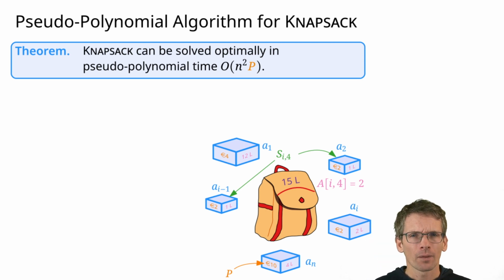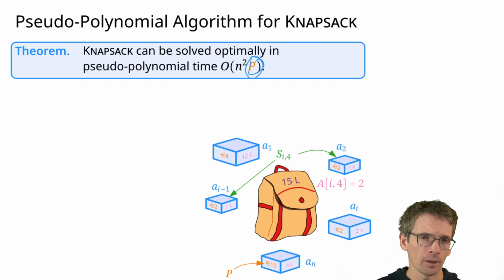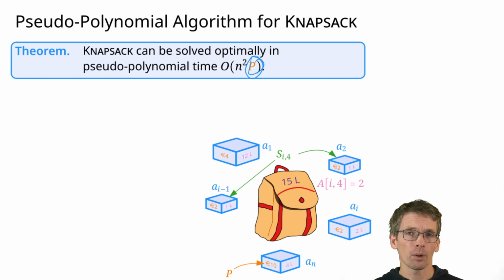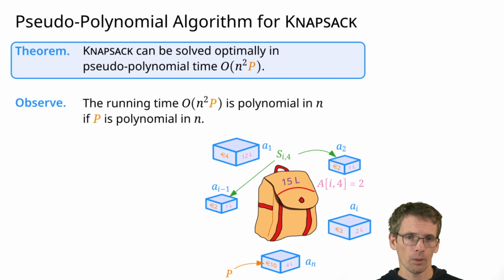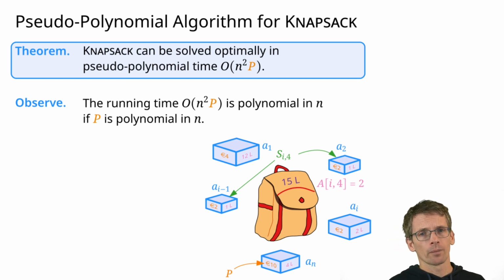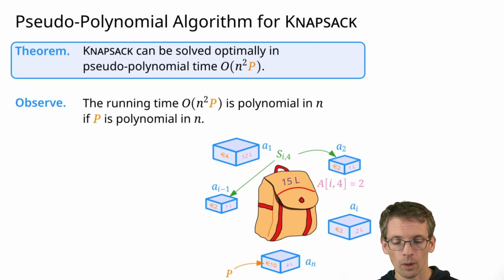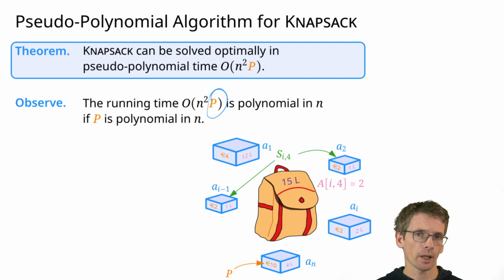times p. Now this obviously is not a polynomial time algorithm because we have this p here. But if p would be polynomial in n, then this would be polynomial time. Why do I say this? Because we're going to use this pseudo-polynomial time algorithm as a basis to get an approximation algorithm or an approximation scheme. And we will do this in a way where we select p depending on n and the approximation factor that we want to achieve, that overall what we will get will be, in some sense at least, polynomial.